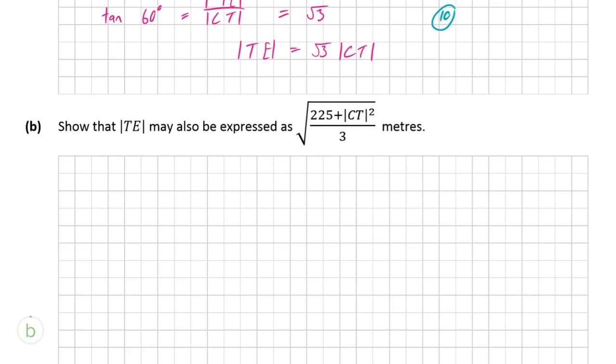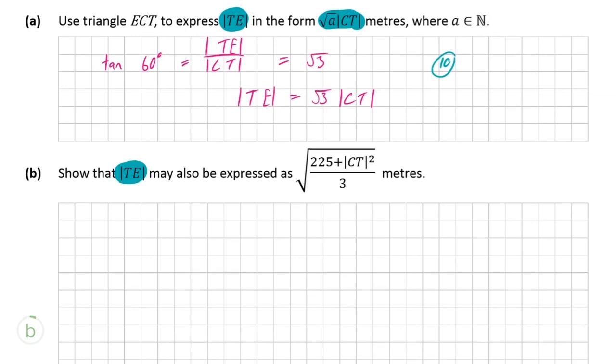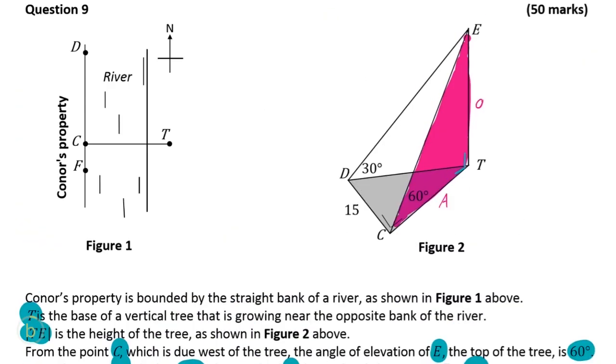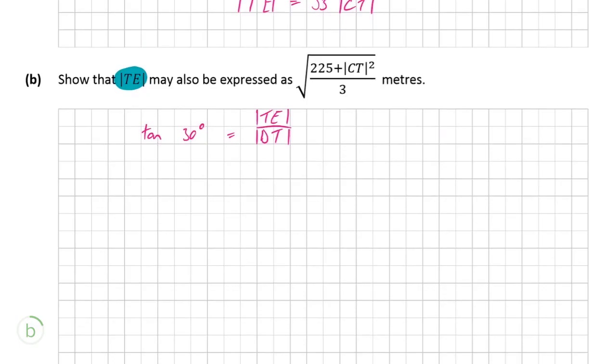Moving on to part B, we're asked to show that TE may also be expressed as root of 225 plus CT squared, all over 3. So we're looking for more information about TE. If we go back up, we've already used all the information we can find from this pink triangle, so we're now going to figure out what we can tell about ET or TE, whichever order you like, based on this triangle, EDT. We can say that TE is equal to DT times tan 30, because this angle is 30 degrees. TE is the opposite and DT is the adjacent. So we'll set up that relationship now, and that gives us this equation here.